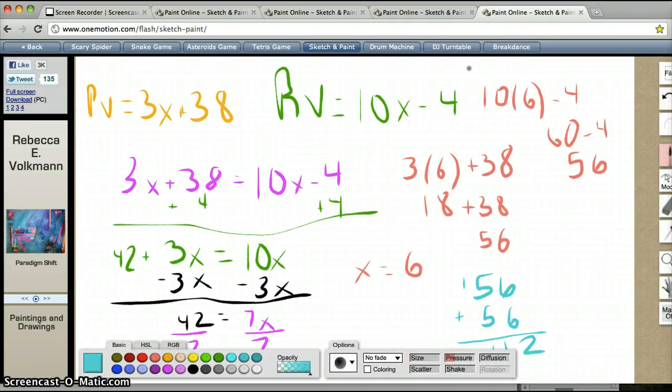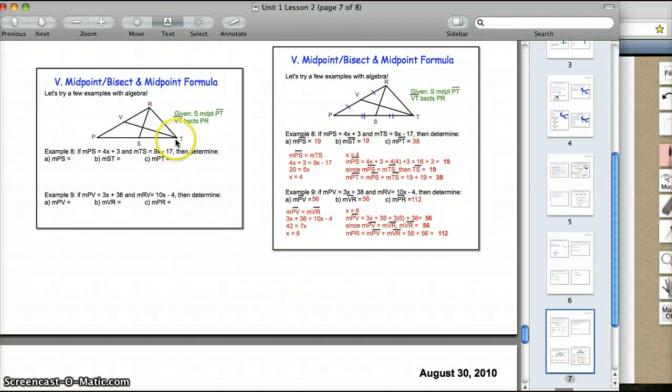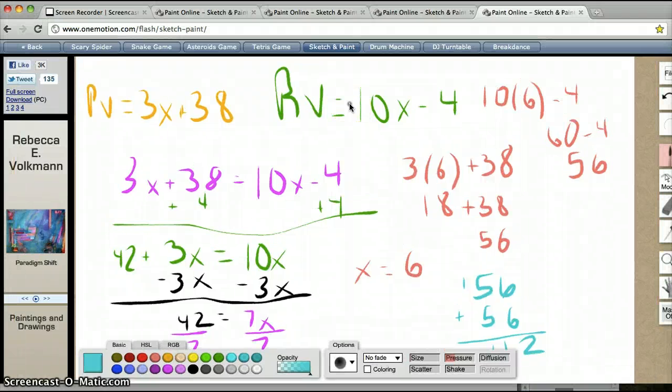Now again, remember, if something bisects it, so if you see TV bisects P and R, we're saying that it cuts it in half. So PV equals RV. So we have to equal them to each other. So 3x plus 38 equals 10x minus 4. So I'm just going to go ahead and combine like terms and solve for x. So we add 4 to both sides, and we get 42 plus 3x equals 10x. Now we're going to have to go ahead and subtract 3x from both sides, which we did, and we get 42 equals 7x.